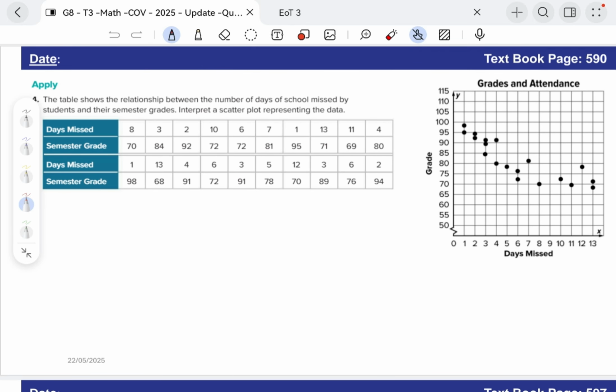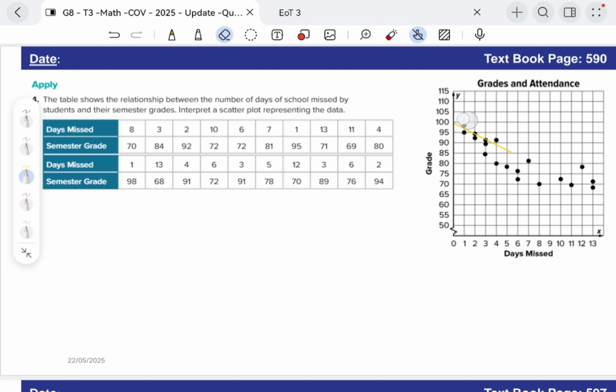Let's go for the next question. For this question, the table shows the relationship between the number of days school missed by a student and their semester grades. Interpret a scatter plot representing the data. Okay, so here if we tried to graph the line of best fit somewhere in the middle, where the number of points above is equal to the number of points below, it will be something like this.